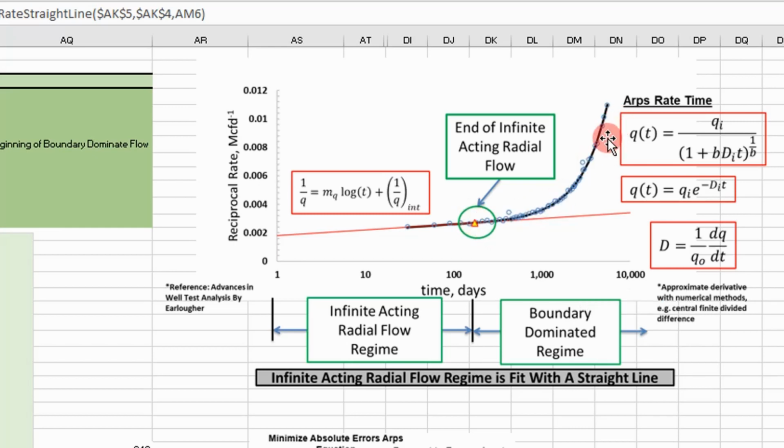The key point to remember is that when you transition from infinite acting radial flow to boundary dominated flow, you have to calculate an initial decline rate. Beyond this point, it's the same interpretation we did previously with rate time, the exact same equations. But this is the key point: you have to calculate your initial decline. Once you do that, you're golden. We're going to plot the combination of these two lines on our chart, on our interpretation here, and then try to fit that line to our data points.